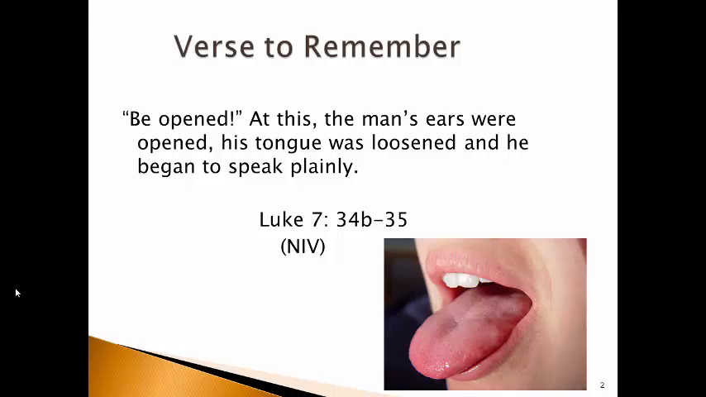And Jesus, of course, knew that he had to first heal the man's hearing so that he could hear, and then he would be able to speak. And of course, that's a bona fide miracle because the man could speak plainly immediately. Now, in real life, when people have surgeries and things on their ears, that's probably not going to happen. They're going to need therapy for a length of time, but that's okay.